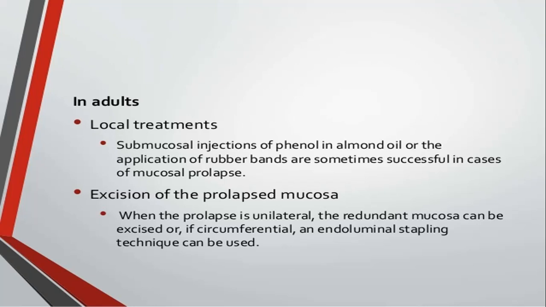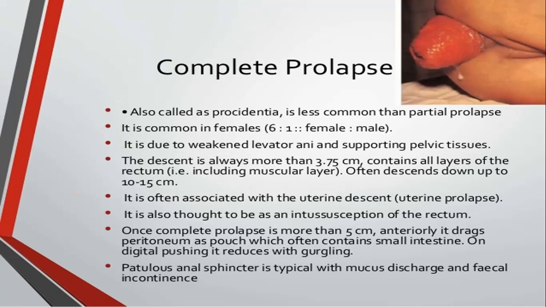In an adult, local treatment is basically a submucosal injection. Another option is excision of the prolapsed mucosa. You can apply that excision to the unilateral mucosa only, or to the whole circumference. You put the mucosa back into the rectum and apply endoluminal stapling.